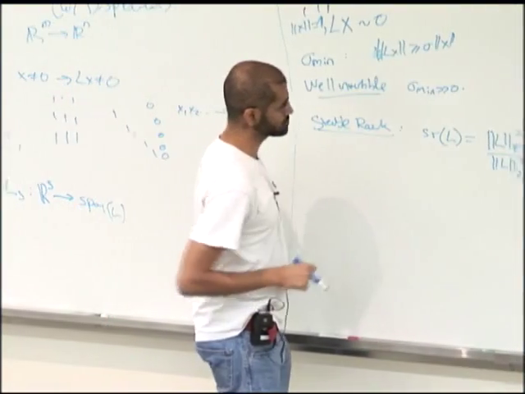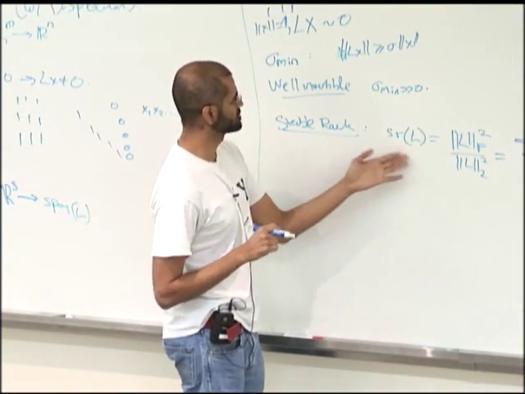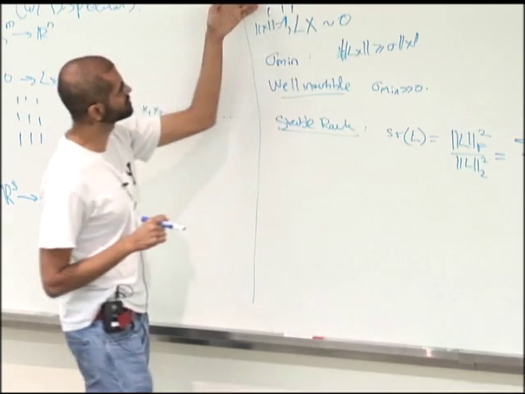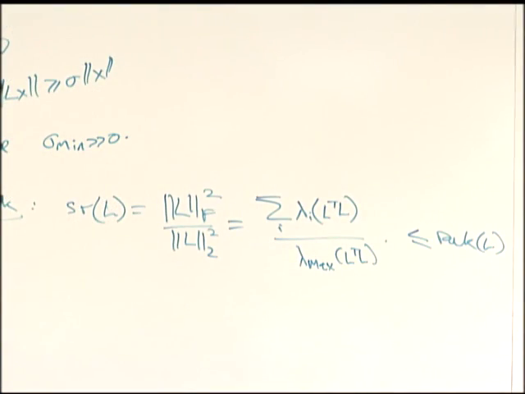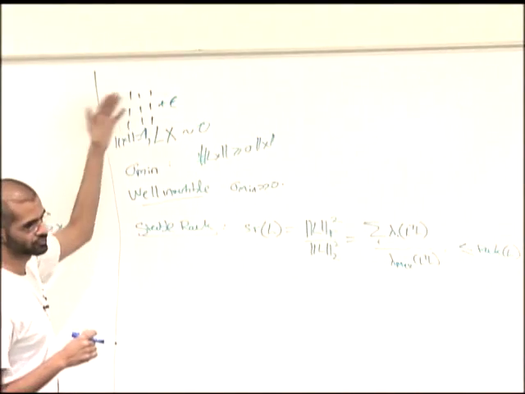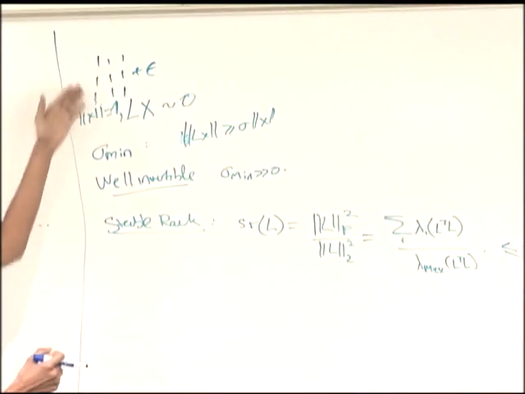And for example, the stable rank of this matrix is basically 1 because the Frobenius norm and the 2 norm are both basically the same. All of these vectors point in this direction.